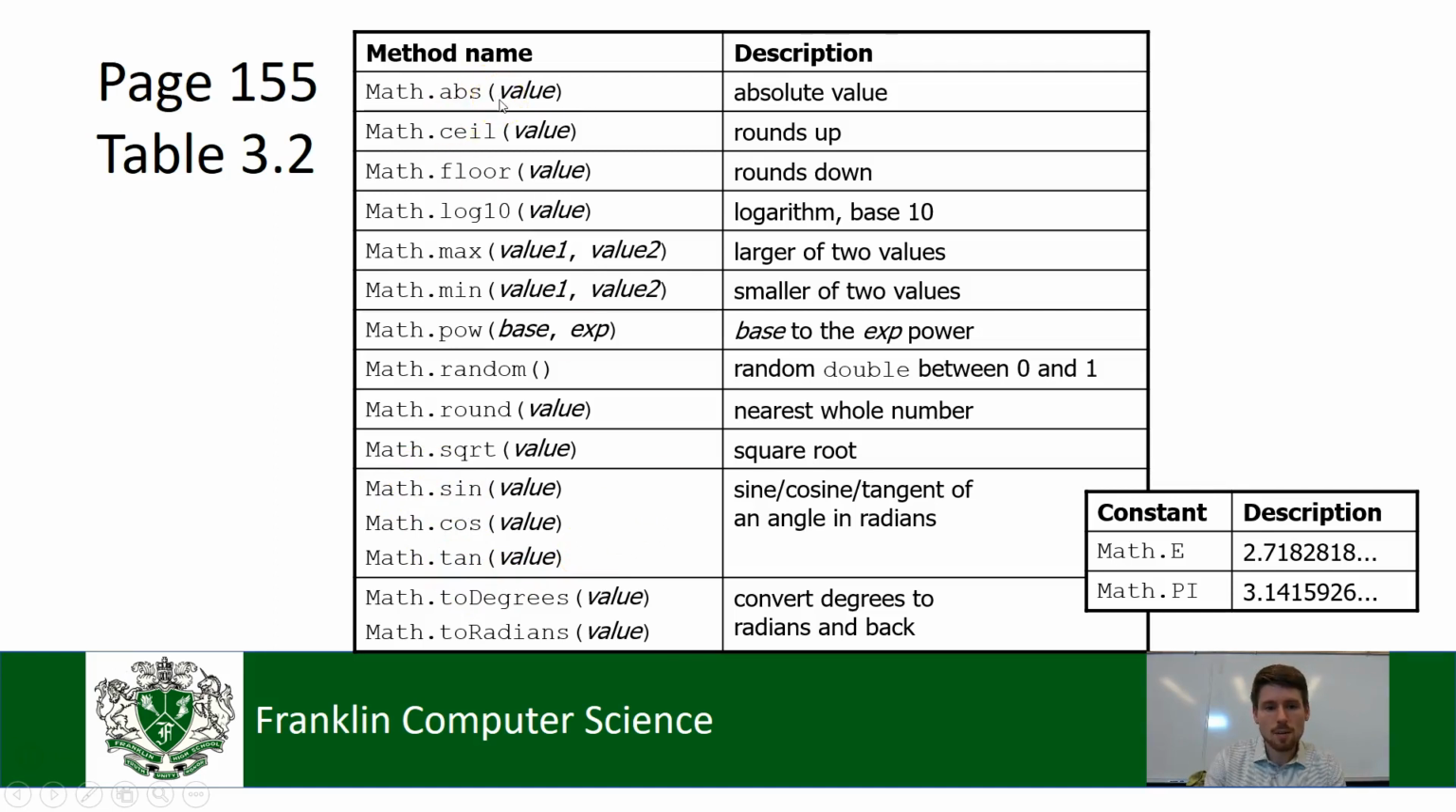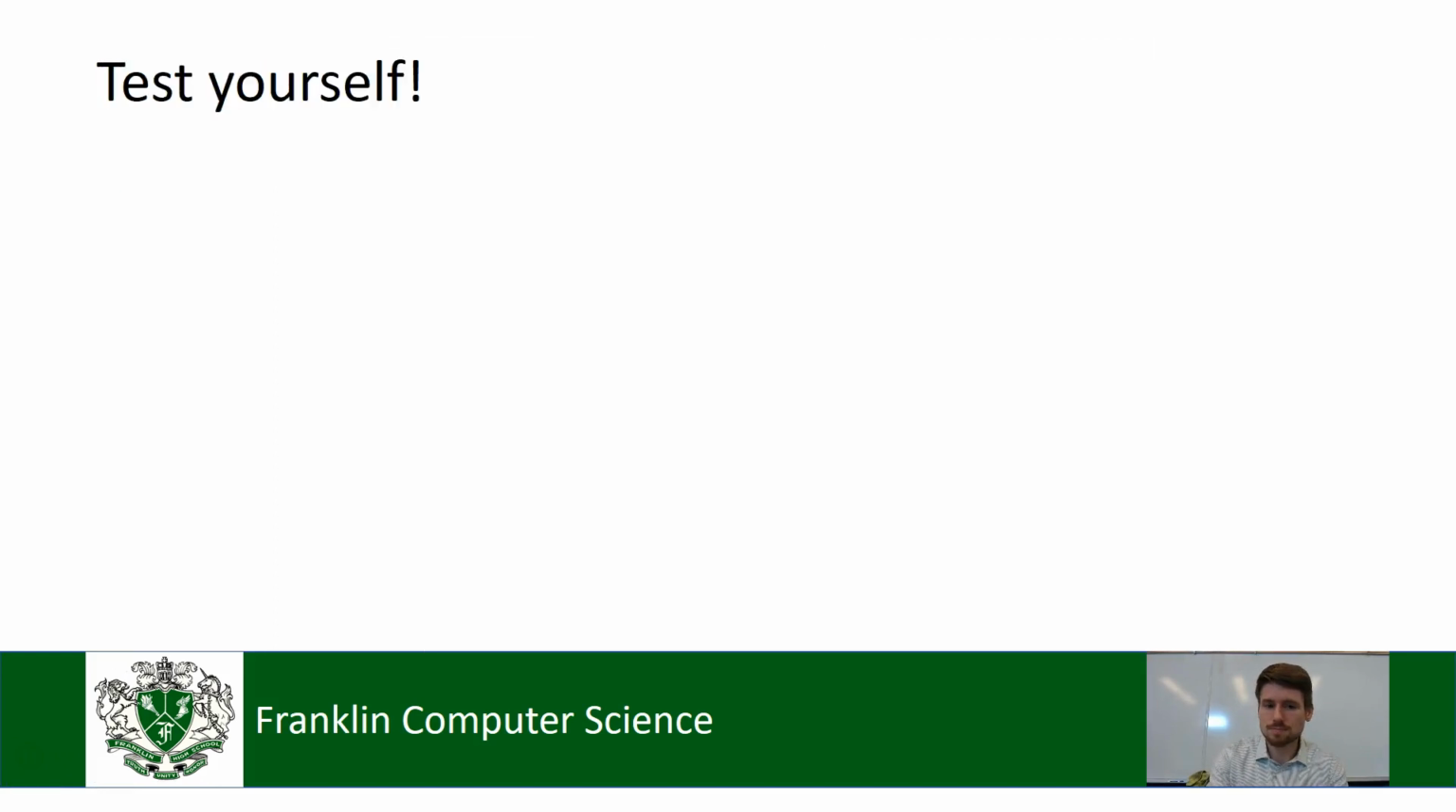Absolute value is very common. Ceil and floor are a little funky. They're going to take your number and round it. If it's ceiling of 0.1, that gets taken to 1, and floor of 0.9 gets taken down to 0. So ceiling always rounds it up, and floor always rounds it down. Max gives you the bigger of two numbers. Min gives you the smaller of two numbers, etc., etc. And we've got those constants over here. Okay, so this is also on page 155 of your textbook. It's table 3.2. So if you ever need to refer to it.